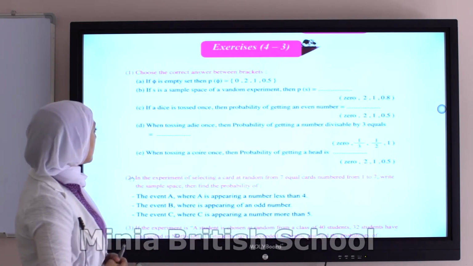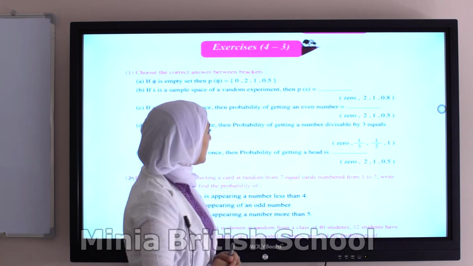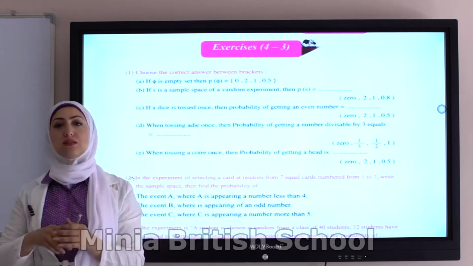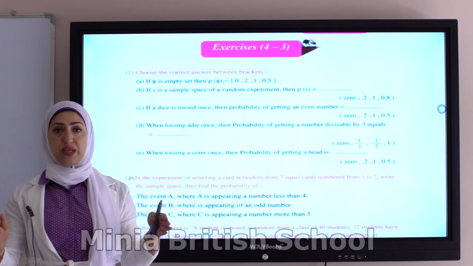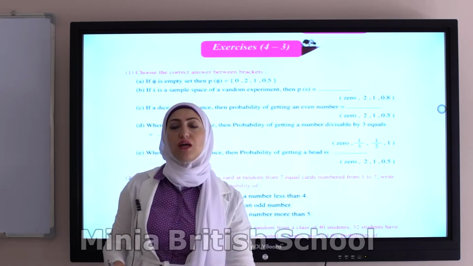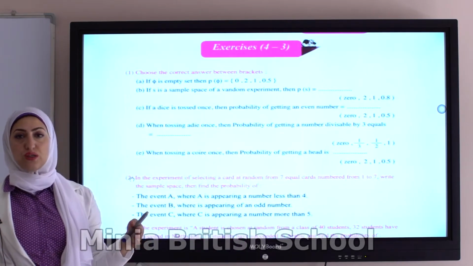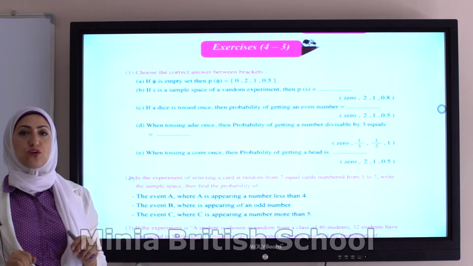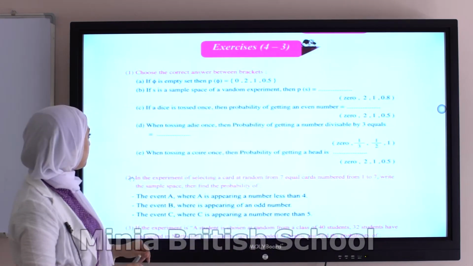The next, if a dice is tossed once, then the probability of getting an even number equals, yes, here a dice is tossed once, so that means the sample space equals 6. The probability of getting even numbers, we said even numbers from 1 to 6, they are 3 numbers. So 3 over 6 equals half, 0.5.